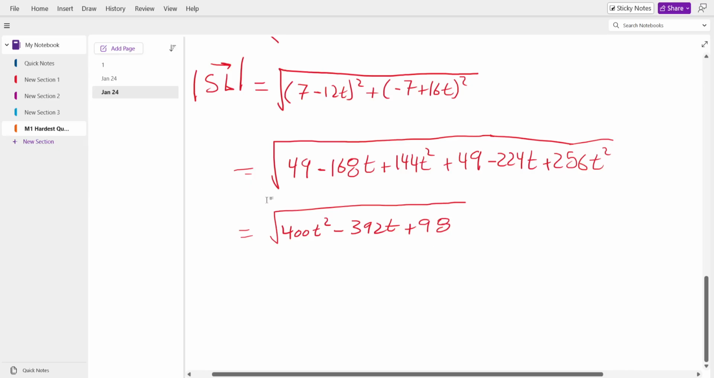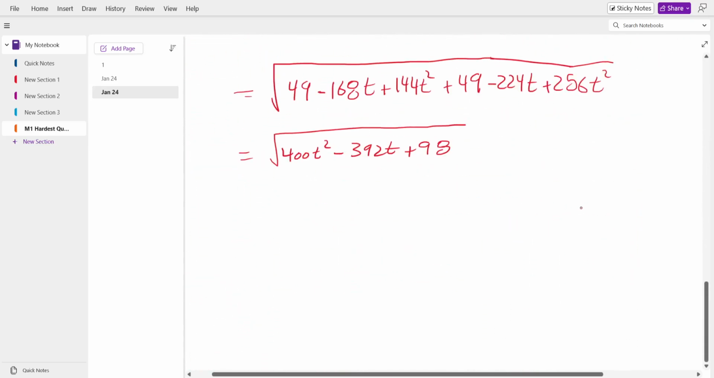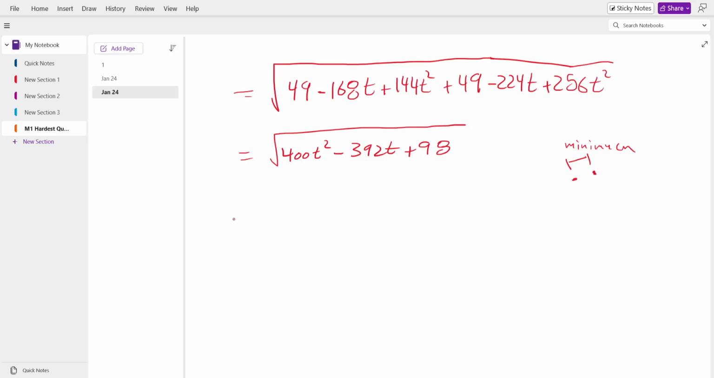So if I want the actual magnitude of the distance, I will substitute any time and check the distance at that time. But the question wants, what is the value of t when S is closest to the lighthouse? So when S is closest to the lighthouse, it means that the distance between them is the minimum it could get, right? And from application of differentiation, we know that when we want to find the minimum or a maximum of something, we can use differentiation and then equate it to 0 to get the critical points.